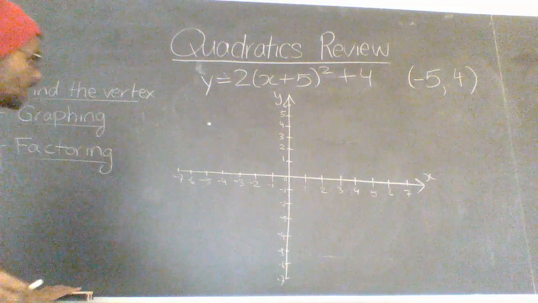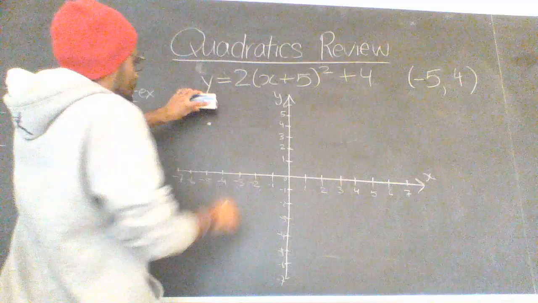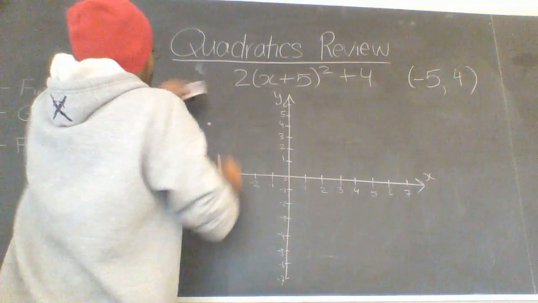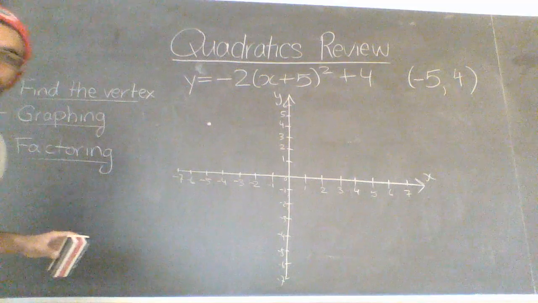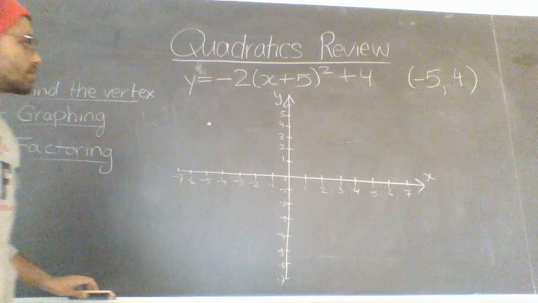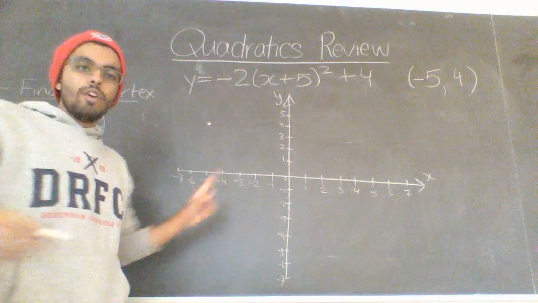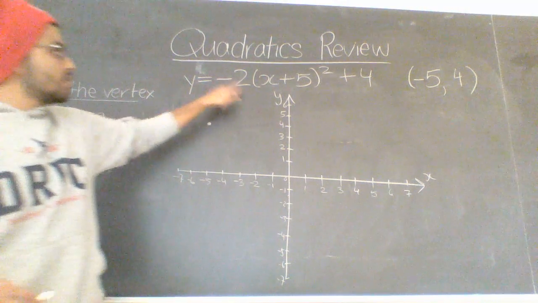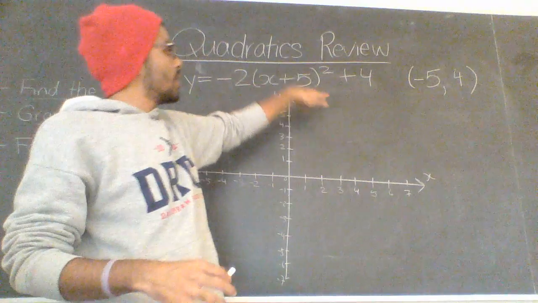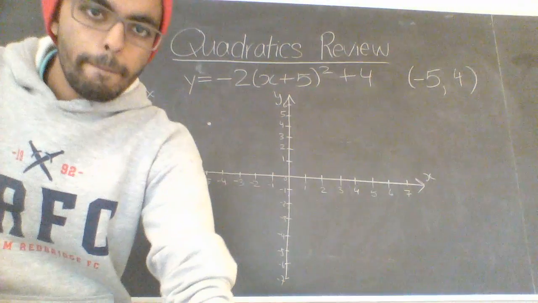Now, just for the sake of this particular equation, just the way I've set up this graph, I'm going to actually change the a value. I'm going to make it negative 2 instead of positive 2. And just because I'm making that change, it's a different question. We will pick up by graphing this function up here, y equals negative 2 times (x plus 5) all squared plus 4, in part 2. All right? See you there.